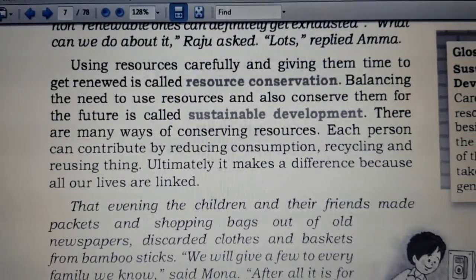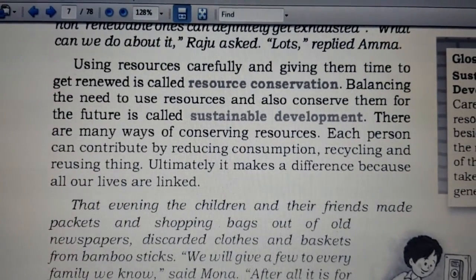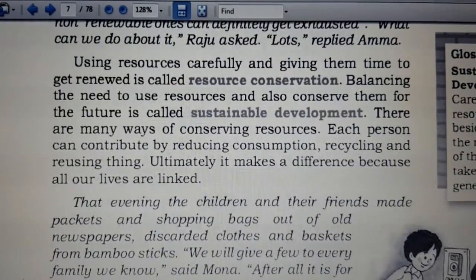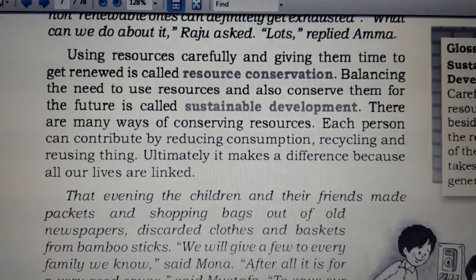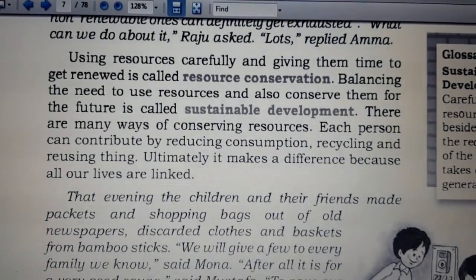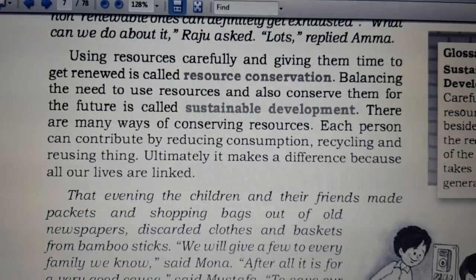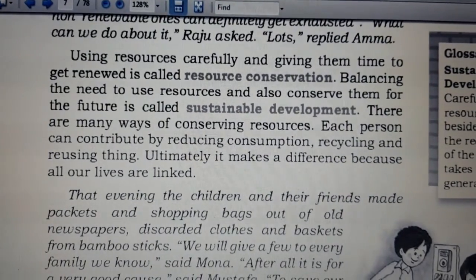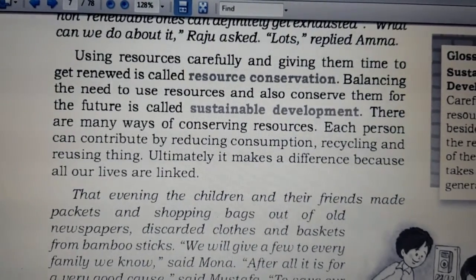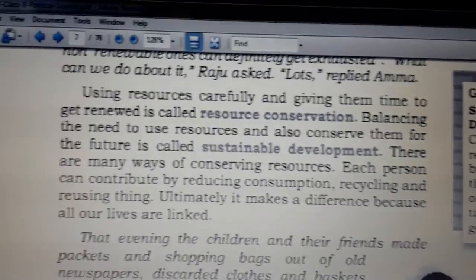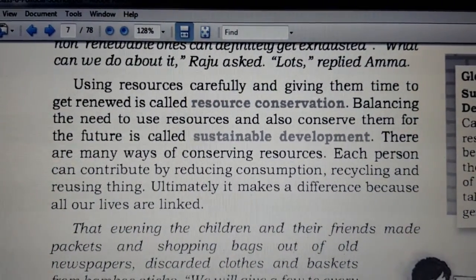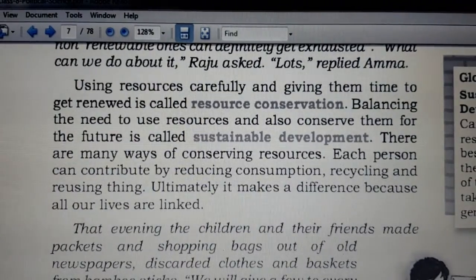So let's continue the chapter from the second paragraph. Using resources carefully and giving them time to get renewed is called resource conservation. If we give enough time and carefully use the resources, then this method is called resource conservation. Balancing the need to use resources and also conserve them for the future is called sustainable development. If we balance the need and also conserve the resources, this method is called sustainable development.